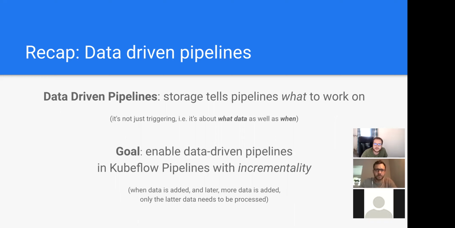But that's a very common business process for a lot of companies, that they want to process data when it's available, or they want to build a machine learning model when there's a certain amount of new data that's accumulated or something like that. And so the goal of this KFData project is to enable data-driven pipelines in Kubeflow with incrementality in particular. And incrementality is really simple. It just means, like, when some data is added, you process that data, and later when more data is added, you only need to process that new data. You don't need to process everything.